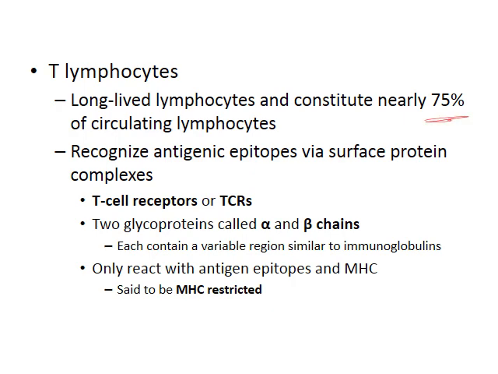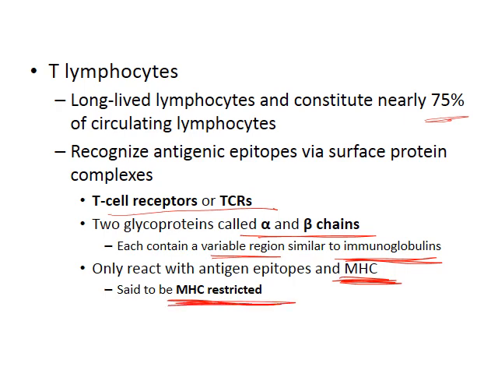They recognize antigen epitopes via surface protein complexes, which are your T cell receptors, which are made up of two glycoproteins, alpha and beta chains, and they have a variable region very similar to your antibodies. These are only going to react with antigen epitopes in the MHC, so we call these MHC restricted.